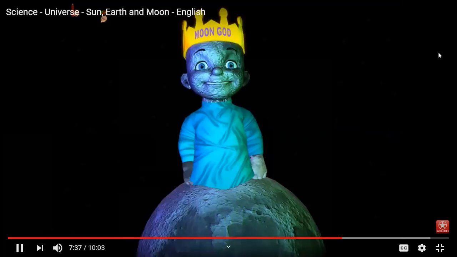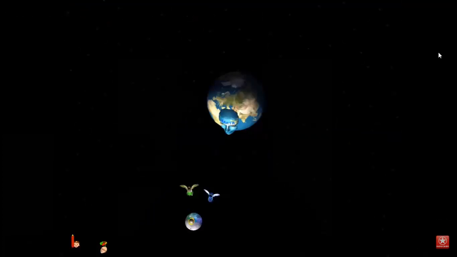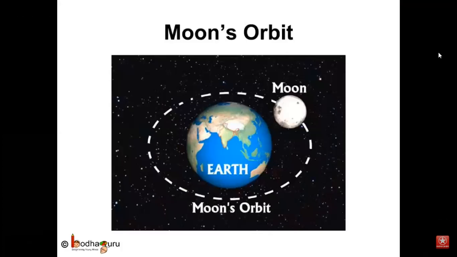One more thing about the moon is, just like the Earth moves around the sun, the moon moves around the Earth. What path does the moon take to move around the Earth? The moon travels around the Earth in a circular path. This is called its orbit.